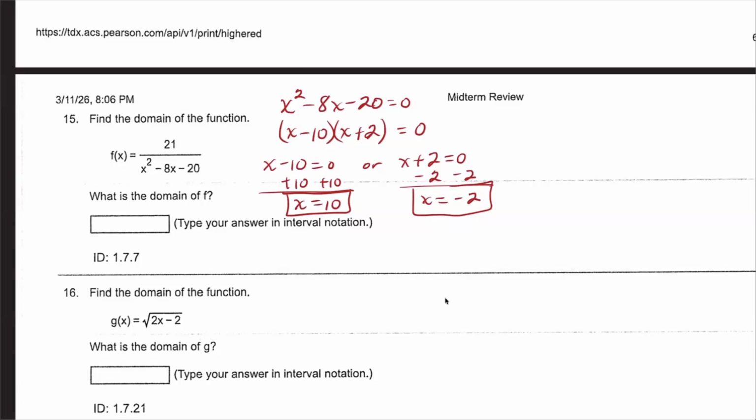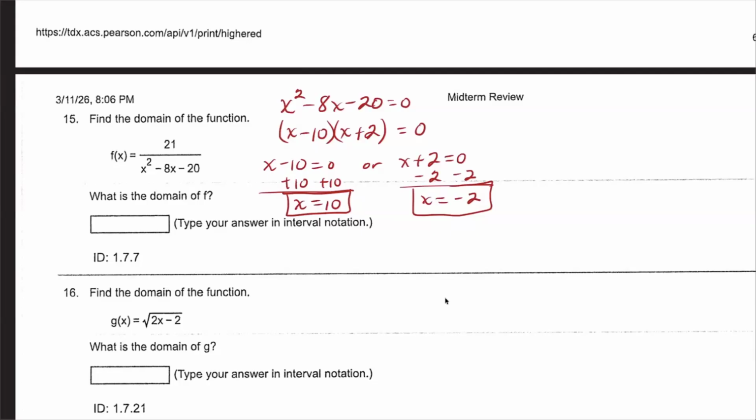But you have to put that in interval notation. So there are two values that we're excluding. So think about a number line from negative infinity all the way to positive infinity. And you have to take out the number negative 2.